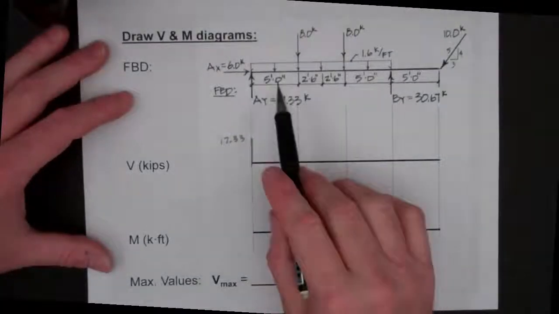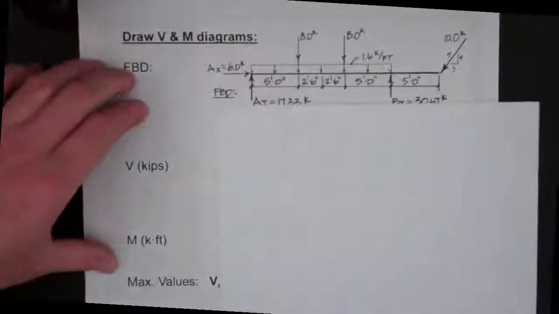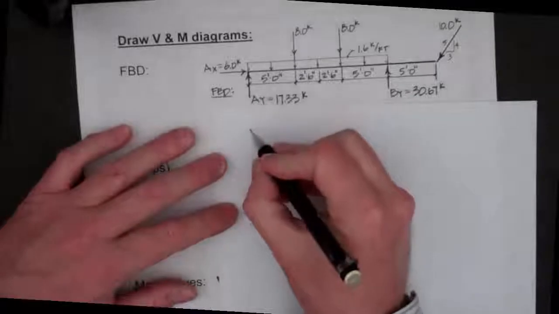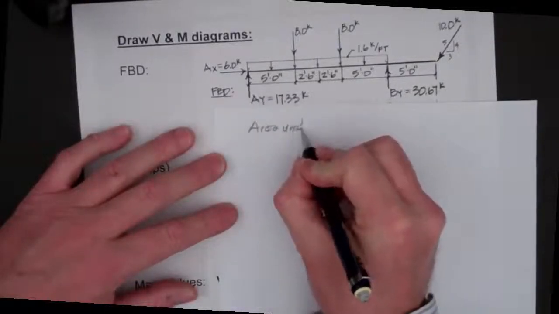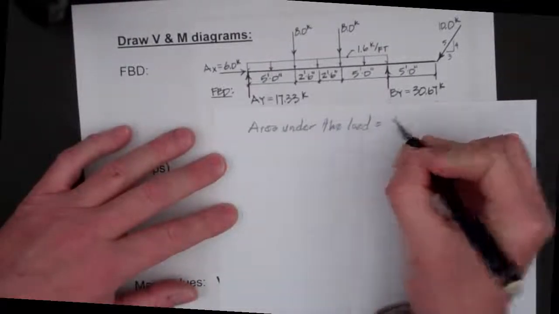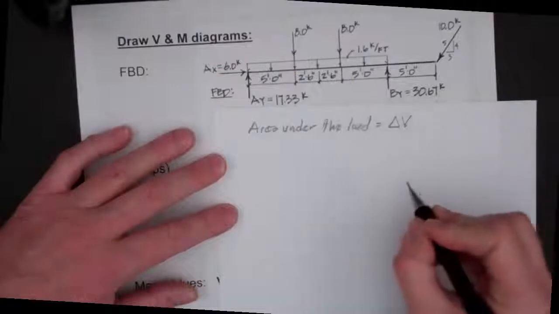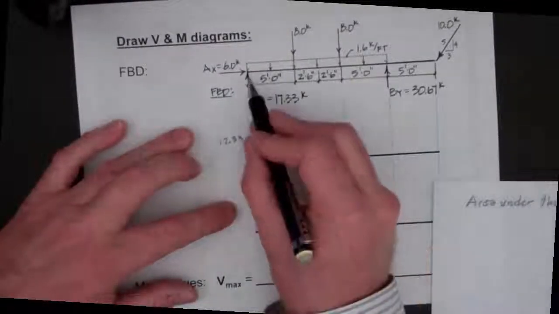And we're going to get some scrap paper and take some notes. So keep in mind that one of the relationships we can use is that the area under the load is equal to the change in shear, so delta V. So we'll have this paper for our hand calcs and some notes.